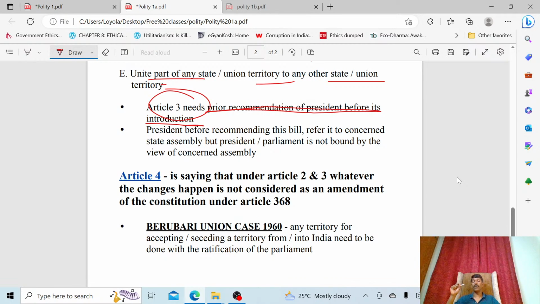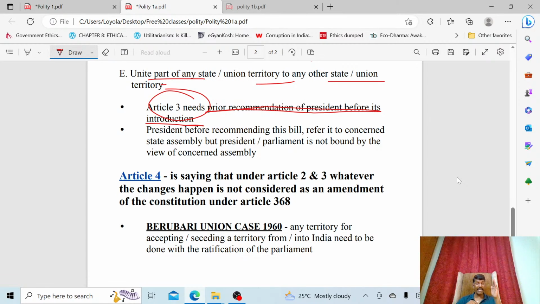But the most important thing, students will ask a doubt in classes: Sikkim was also inducted with the help of an amendment. Recently, the land boundary agreement with Bangladesh, the 100th amendment, happened. India gave some territory to Bangladesh and Bangladesh got some territory from India. How is it possible if you are saying Article 4 is not considered an amendment? To support this point, in 1960 the Berubari Union case came into existence.